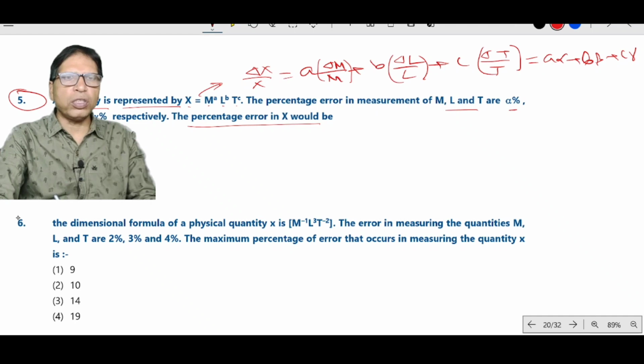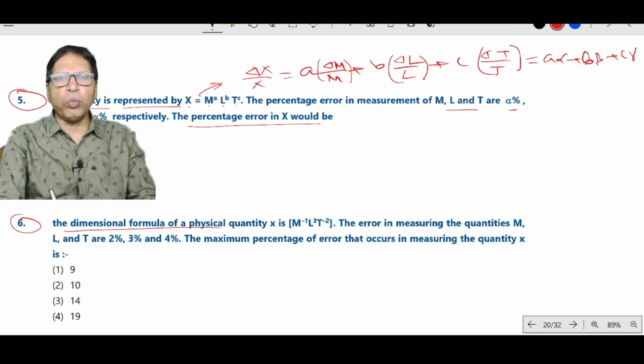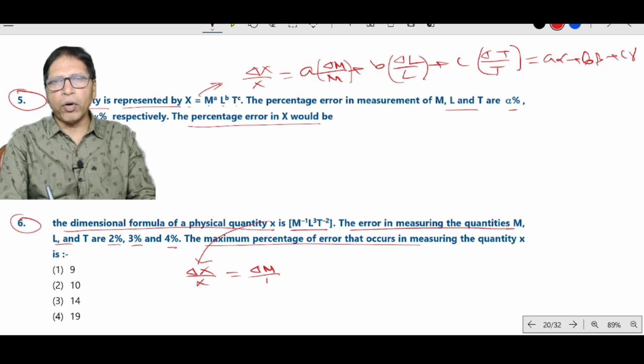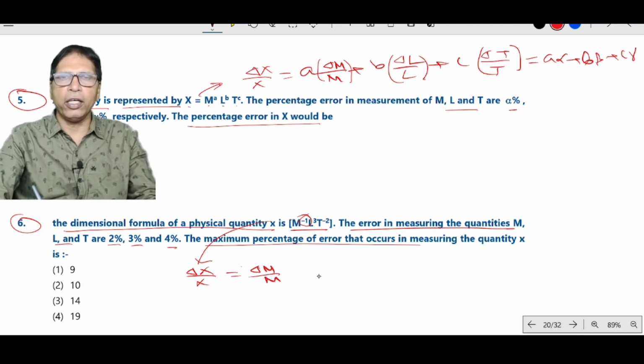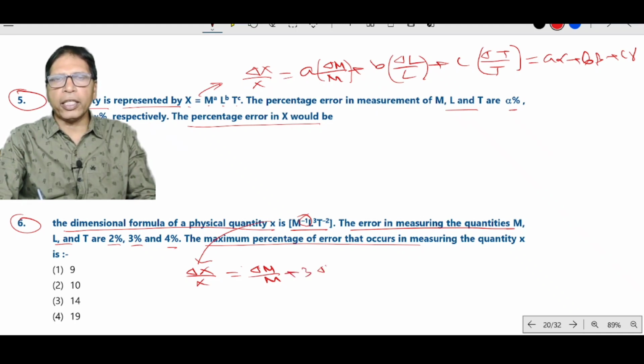Okay. Now, question number 6. The dimensional formula of physical quantity x is this. The errors in measurement of m, l and t are 2%, 3% and 4%. The maximum percentage error in measuring the quantity x. So, look at this from here. This is delta x by x. This is delta m by m. Okay. Here minus will not come in place because we have to calculate the maximum error of x. Now this is 3 delta L by L plus 2 delta T by T.